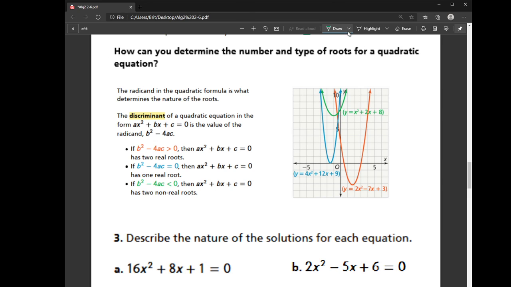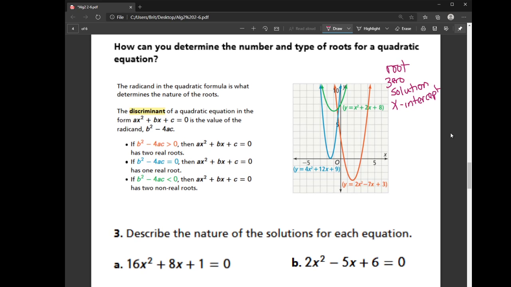Now remember, we have a lot of words for solutions. A root is the same thing as a 0, is the same thing as a solution, is the same thing as the x-intercept. I'm sure there's more words for it, but those all mean the same thing. They're all just the same spot where the parabola crosses the x-axis. So don't get caught up where it's talking about the word root.